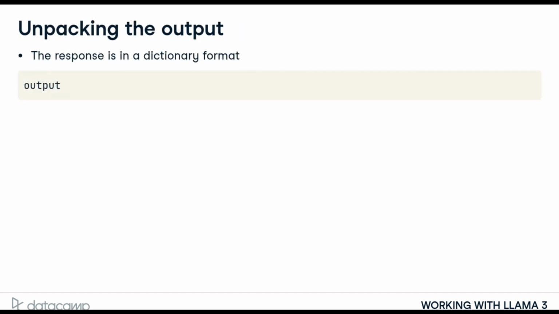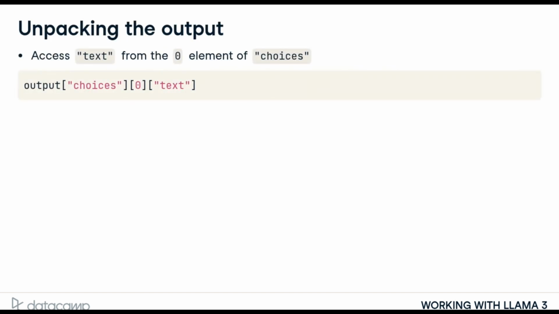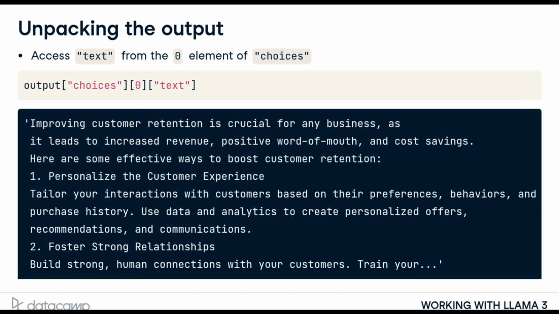When we run a completion, Llama 3 returns a structured dictionary response, where the model's reply is stored alongside other information about the model's call. Let's print the full output to see its structure. To extract just the model's response, we access the text field inside the first element of choices, a list that contains one or more response objects. As we can see after unpacking the output, the model suggested some key areas to improve customer retention.